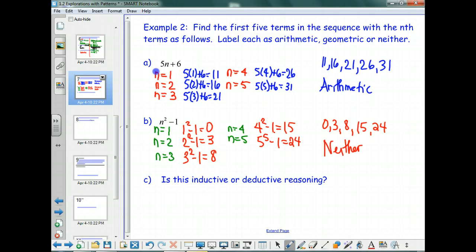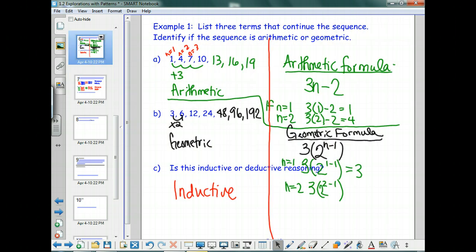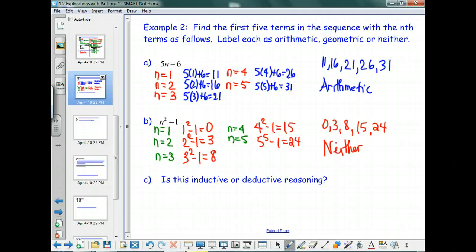Now let me pause for a moment and go back to the last slide with you. I created something on the last slide that's actually also a really helpful thing to determine if something is arithmetic or geometric. If something is arithmetic, it has the form of a number times n plus or minus a number. It's exactly what part A here was, right? A number times n, and this one was plus a number. So it has the right form. It will be arithmetic because the form is the right form.